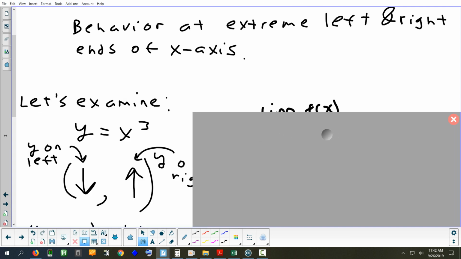This describes the behavior. On the left side of y equals x cubed, your graph is heading down. On the right side of y equals x cubed, your graph is heading up. Now, that's one way to write it, just using little arrows.